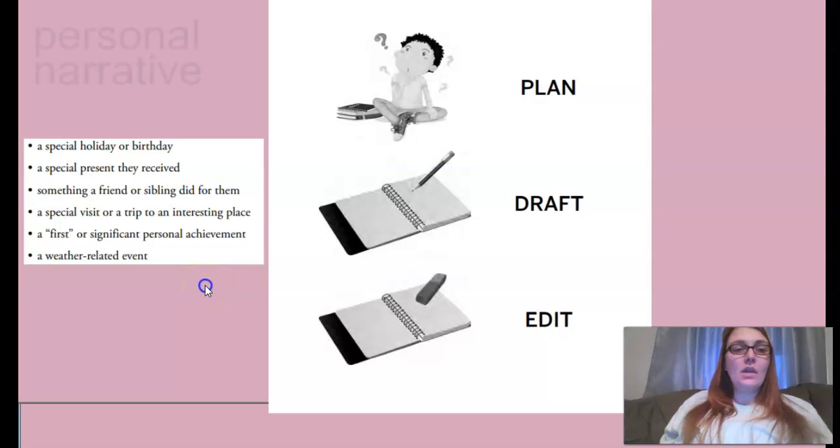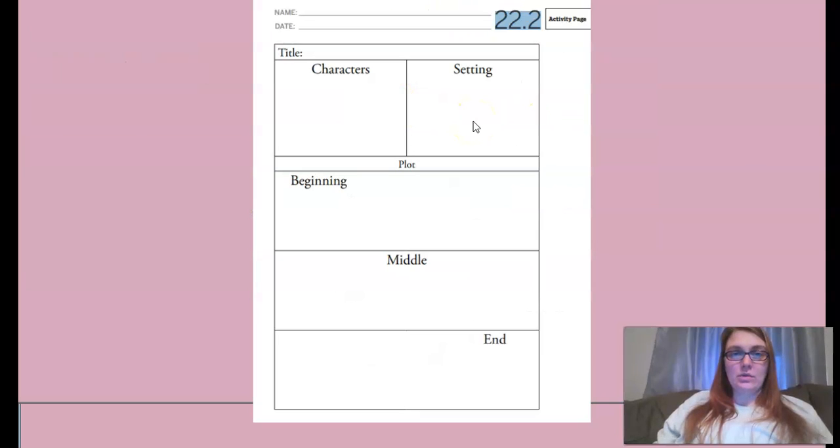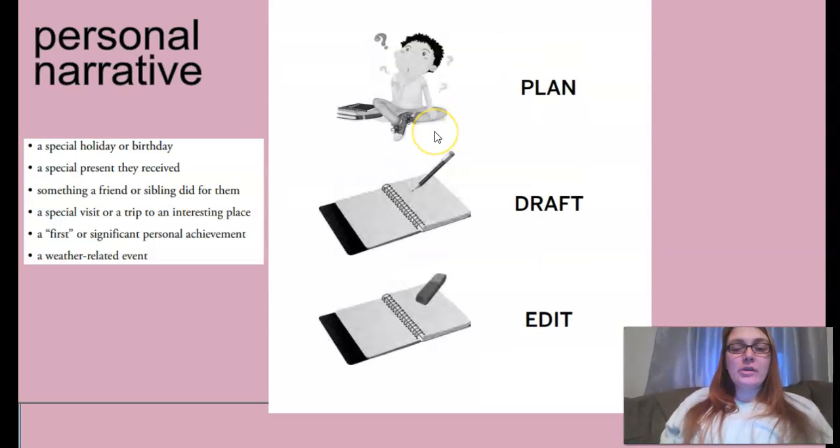Okay. So today we're going to, again, work on personal narratives. Our first step is to plan. So we're going to use 22.2, a personal narrative. You're going to want to write about an event that happened to you.